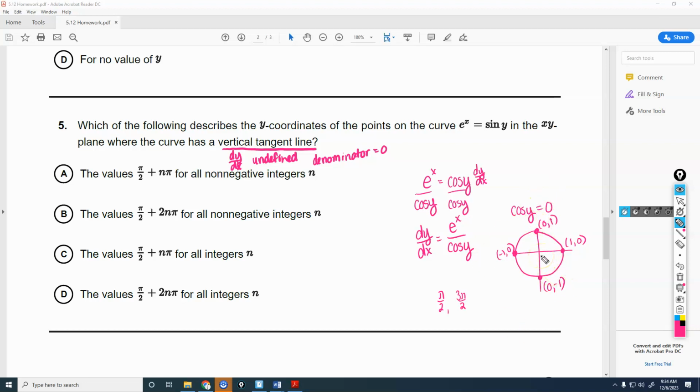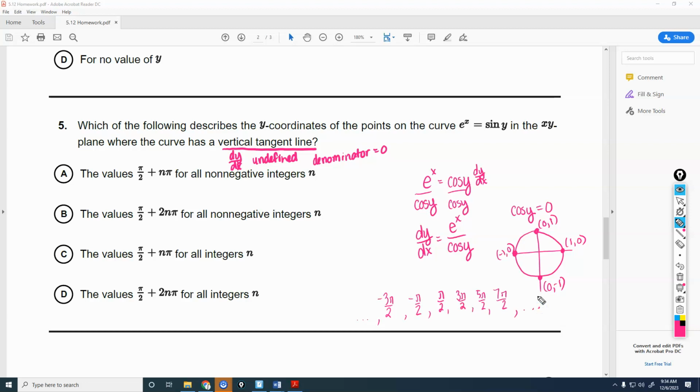Now, they did not limit us to the unit circle, right? So this could keep going. It could be 5 pi over 2. It could be 7 pi over 2. It could go over here. It could be negative pi over 2. It could be negative 3 pi over 2. Or so you would think.